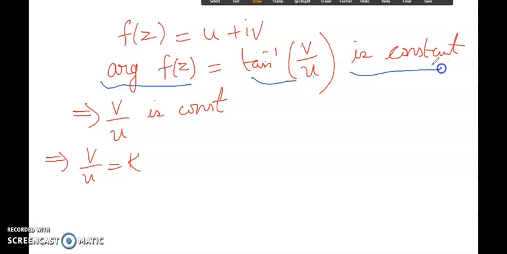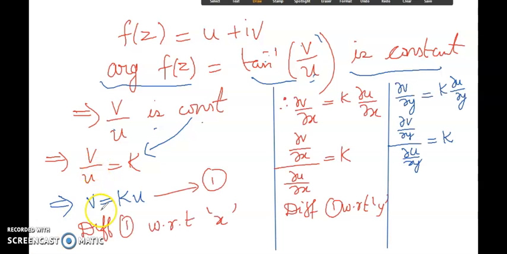Therefore this is constant. If tan inverse v by u is constant, then v by u itself is constant. Let us take this constant as k. Therefore v by u is equal to k, so v is equal to ku. Now differentiate (1) with respect to x: ∂v/∂x is equal to k ∂u/∂x. Now differentiate (1) with respect to y: ∂v/∂y is equal to k ∂u/∂y. Now bring k to the denominator.